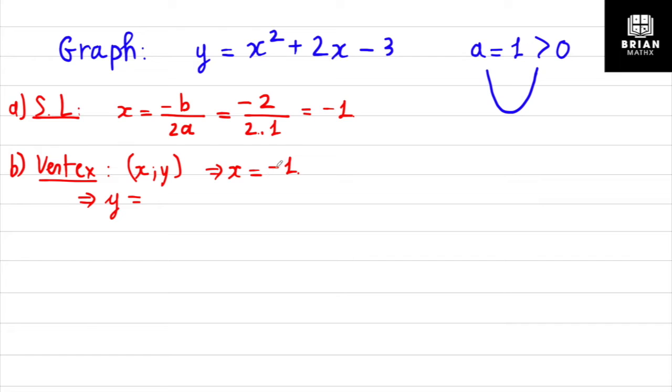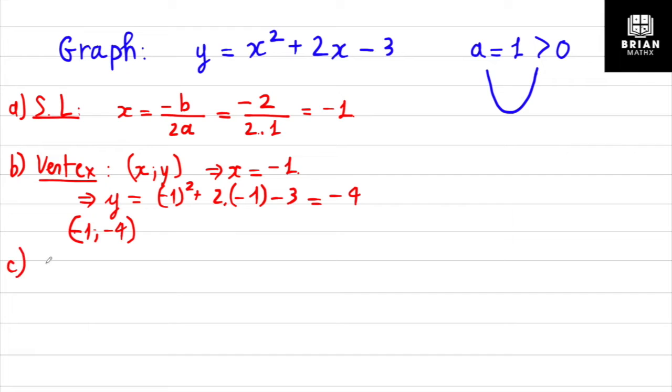So you can very easily figure out the value of y. Substitute negative 1 for x in this position, and then you will figure out the value of y. Negative 1 squared plus 2 multiplied by negative 1 minus 3. And then you will get negative 4, right? So the coordinate of the vertex will be negative 1, negative 4.